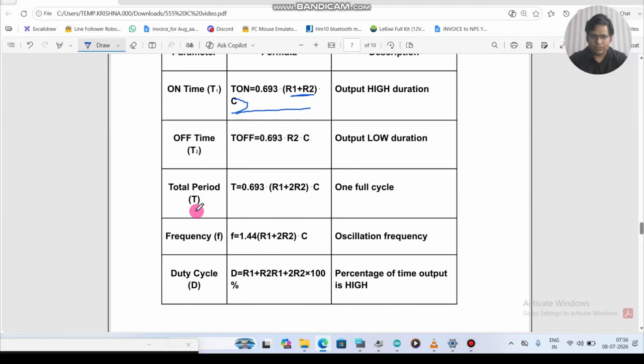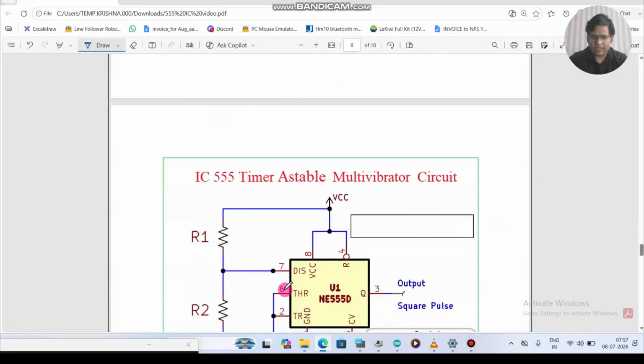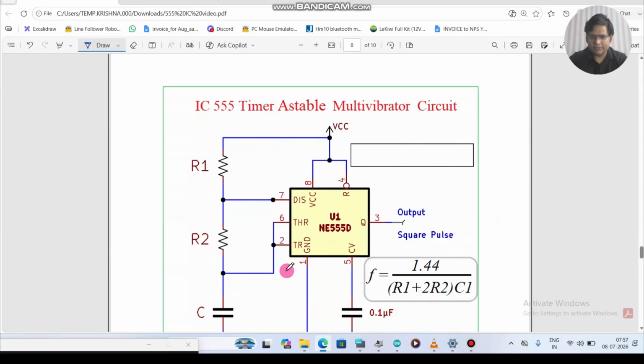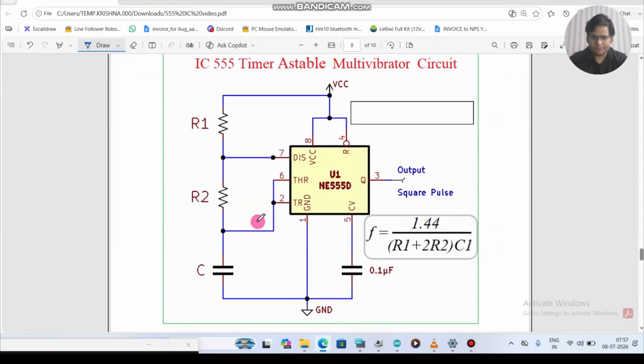Yeah, total period is on plus off time. Okay, then frequency. This is the formula for calculating frequency. Duty cycle is basically the on and off time percentage, right? So that also we can calculate with this formula. So yeah, now the Astable circuit. If you see this circuit diagram, this is how you have to do the configuration.